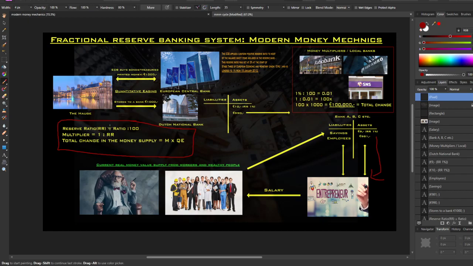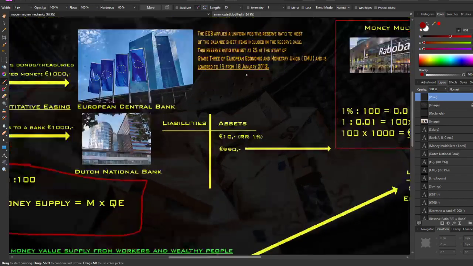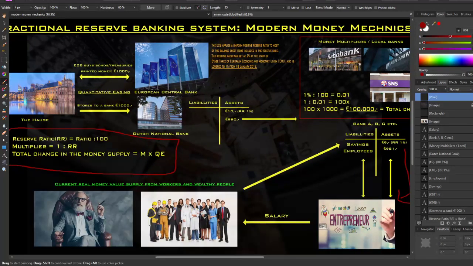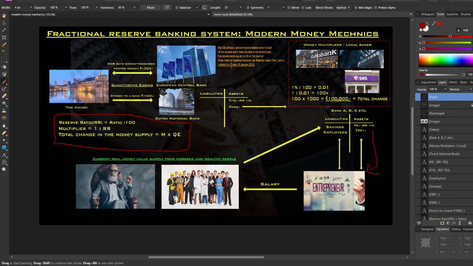So when the reserve ratio, in this case in the European Union, it's 1% against this. On the 18th of January 2012, they lowered this to 1%. Oh goodness me! It was 2%. I mean, that's also already freaking low. But they've done this 8 years ago, guys. So that means that the ratio is 0.01. And to get the money multiplier, we divide 1 by the reserve ratio. So this is the outcome. 1 divided by 0.01 is 100 times.